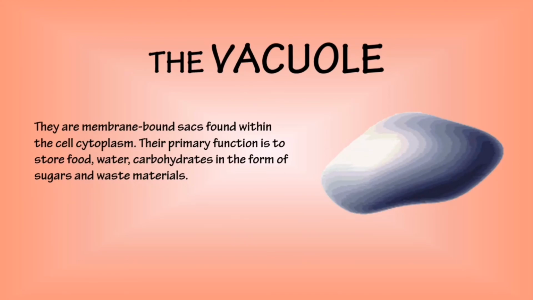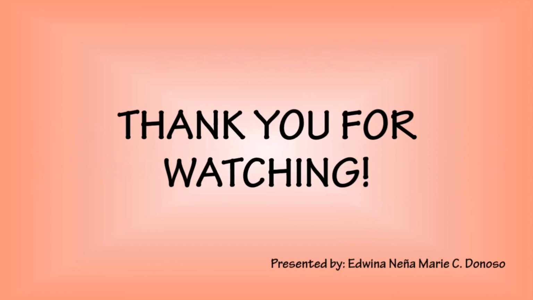Lastly, the vacuole. They are membrane-bound sacs found within the cell cytoplasm. Their primary function is to store food, water, carbohydrates in the form of sugars, and waste materials. And that's the parts and functions of the animal cell.